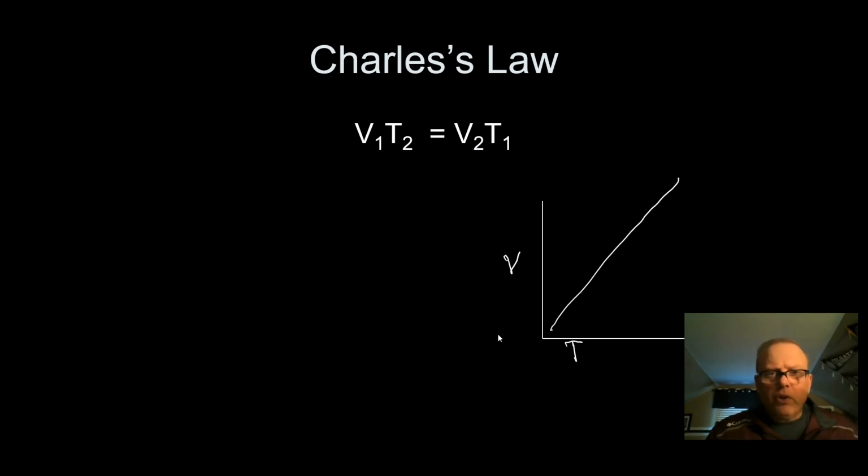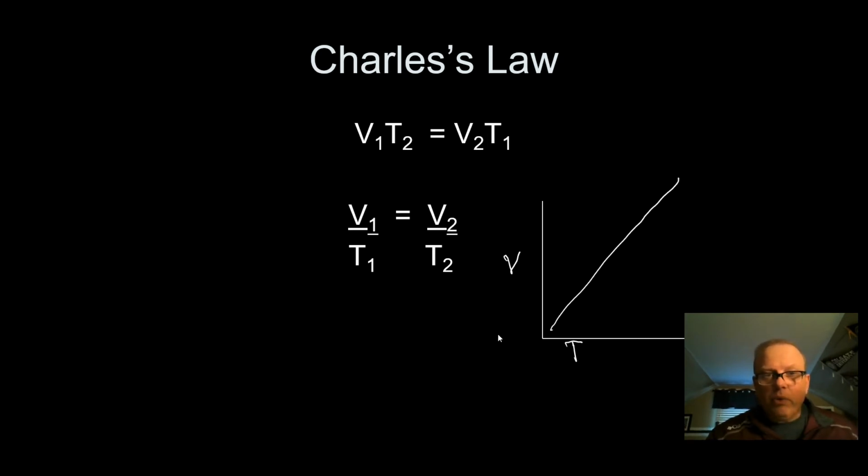Okay, Charles' law. You might want to put this on the back of your periodic table to remember it. It is V1 T2 is equal to V2 T1, where the initial volume times the final temperature is equal to the final volume times the initial temperature. It's a direct relationship, and I made a little tiny sketch of it there. You can also do Charles' law as V1 over T1 is equal to V2 over T2, and it will look like that if that's how you solve things better mathematically.